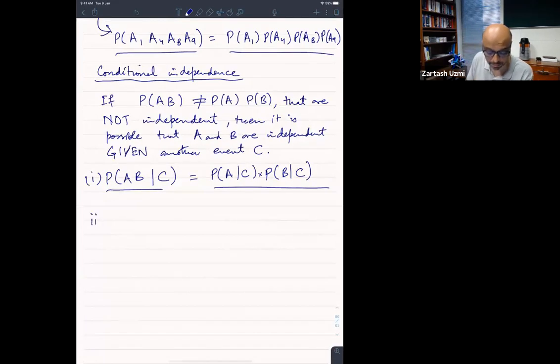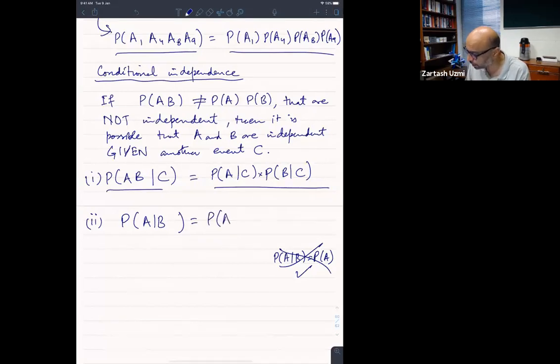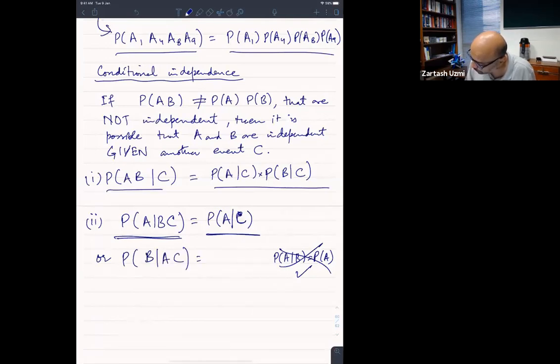Okay. Another way of saying the same thing is probability of A given B. Remember, if probability of A given B is equal to probability of A, then we said that A and B are independent, but we know that this is not the case. However, I would like to make this work, probability of A given B, I want to make it equal to probability of A. And this can work if C is given to you. So two ways of saying the same thing. Similarly, probability of B given A and C is equal to probability of B given C. So again, what we are saying is that the conditional probability of B given A is equal to the probability of B, both of them given C.